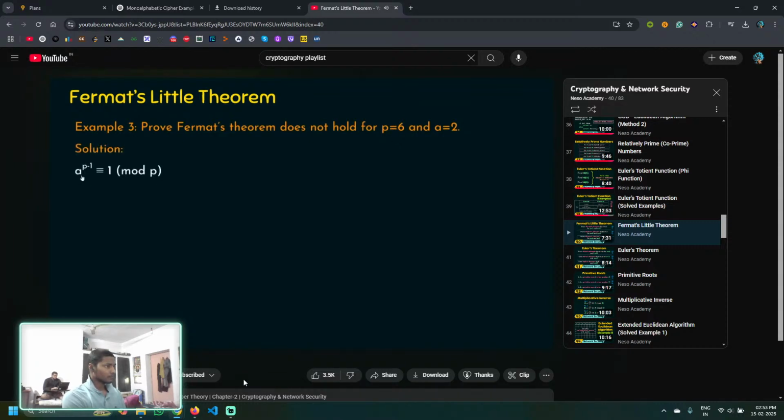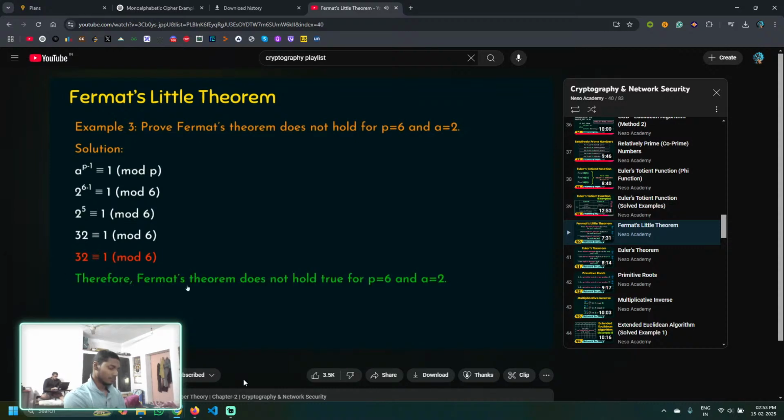Anyway, let's solve it. We know as per Fermat's theorem, a power p minus 1 is congruent to 1 mod p. We will apply the values. 2 power 6 minus 1 is congruent to 1 mod 6, and 2 power 5 is congruent to 1 mod 6. 2 power 5 is 32, right? So 32 is congruent to 1 mod 6. When 32 is divided by 6, the remainder is 2. So this is an invalid congruence. So obviously the answer is that Fermat's theorem does not hold true for p is equal to 6 and a is equal to 2.